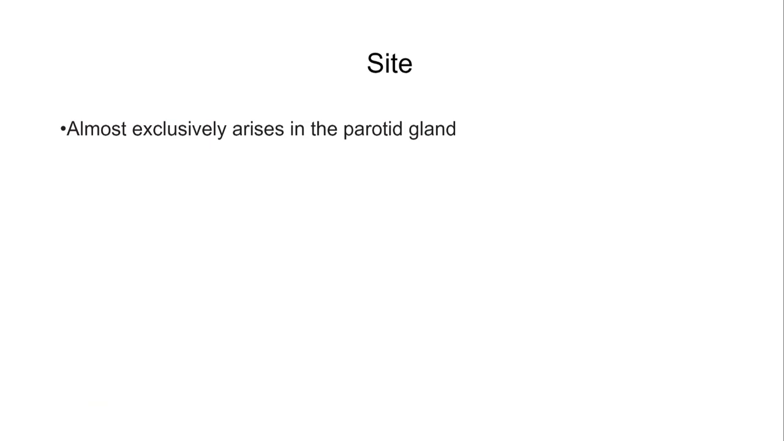When discussing the site of Warthin's tumor, it's important to emphasize that it almost exclusively occurs in the parotid gland. This is a key point because it highlights the tumor's specificity in terms of location. The parotid gland is the largest salivary gland located near the ear, which might explain the tumor's tendency to develop there. Understanding this can help us appreciate why early detection and monitoring of parotid gland changes are crucial in managing salivary gland neoplasms.